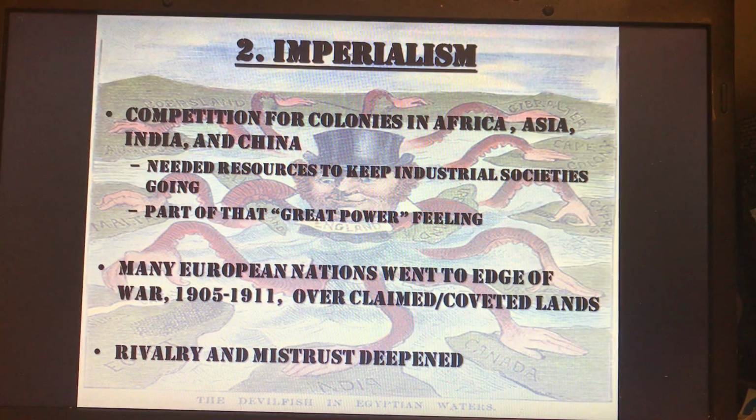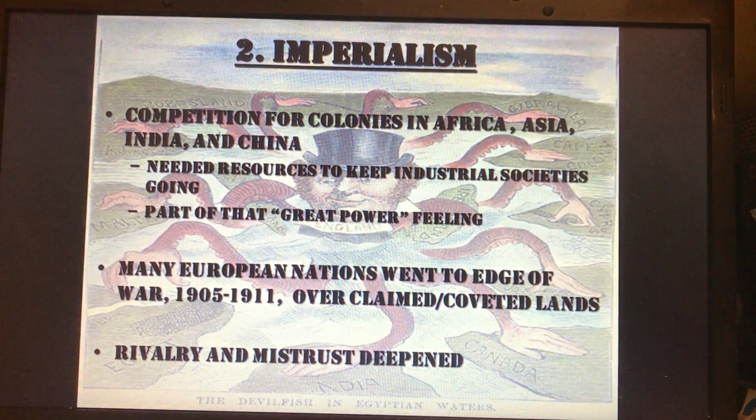Now, imperialism also had its part to play, along with nationalism, in what the nations of Europe called attaining great power status. In other words, the more colonies you had, the stronger and more powerful a nation you were. Because of this race for colonies, many Europeans went to the edge of war between 1905 and 1911 to claim or covet as many of these lands as possible. And it inevitably led to rivalries and high levels of mistrust between all of the nations of Europe, especially the big ones who were in the big business of colonizing.